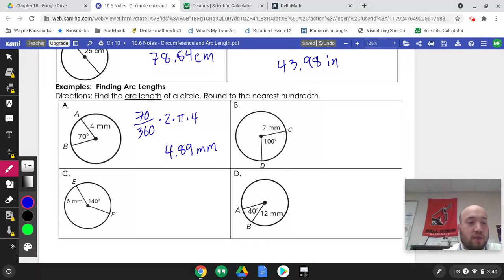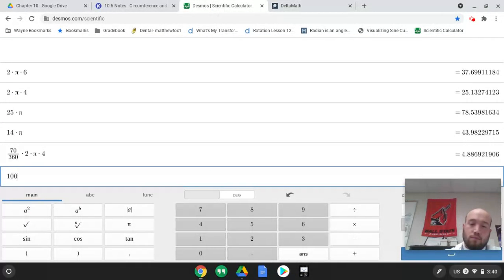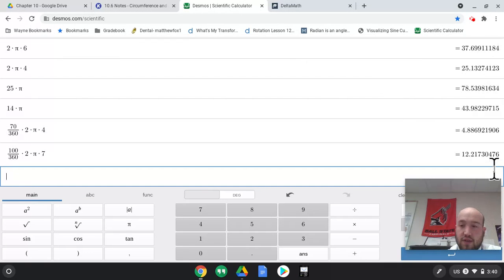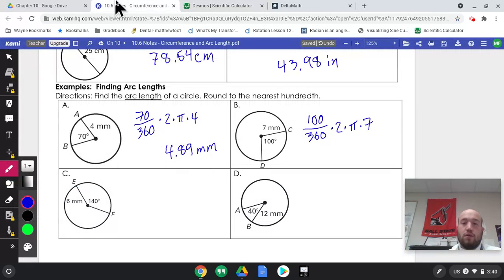Still a measurement. Next one, we'll do the same thing, 100 over 360 times 2 times pi times 7. Oops, not 260, 360 times 2 times pi times 7. And we will get 12.217, so we round up to 12.22. And that's millimeters.